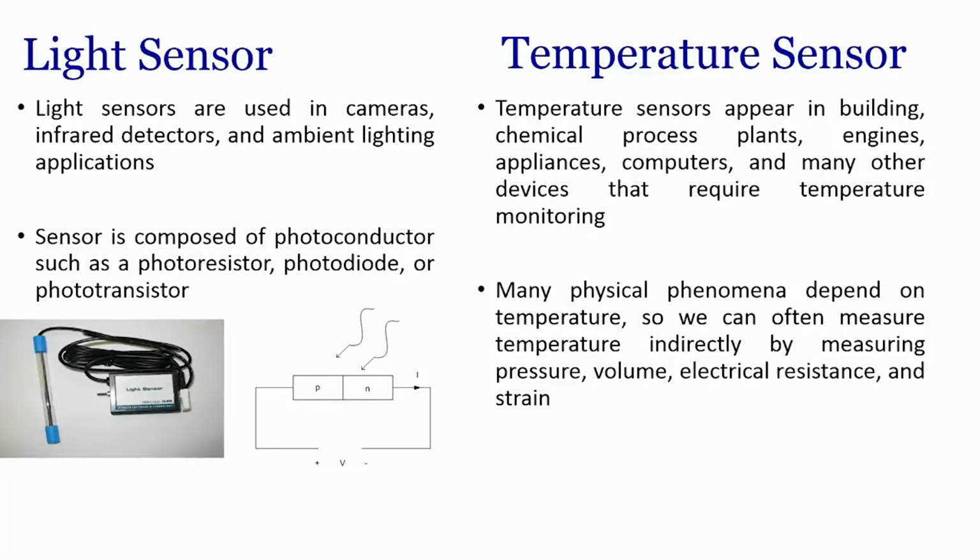Now, let us see light sensor. So, light sensors are used in cameras. In particular, we are talking about infrared detectors and ambient lighting applications, alright. So, that is the application of light sensor. Sensor is composed of a photoconductor such as photoresistor, photodiode or phototransistor.